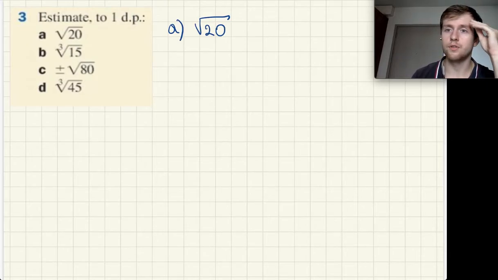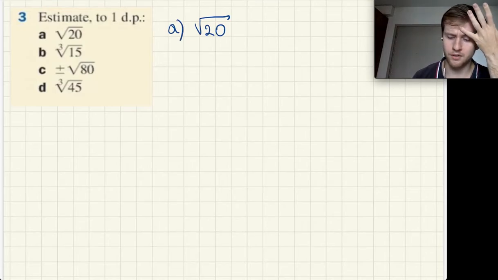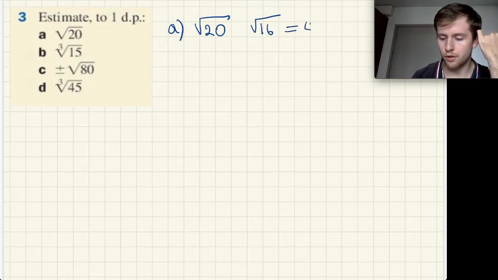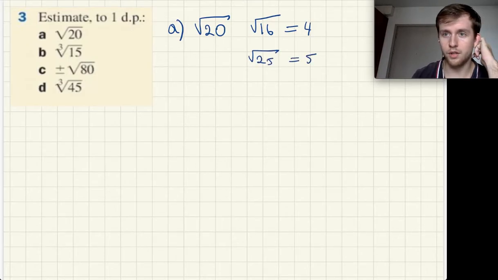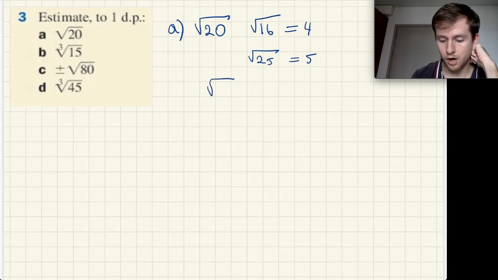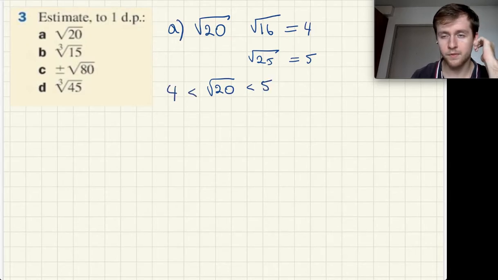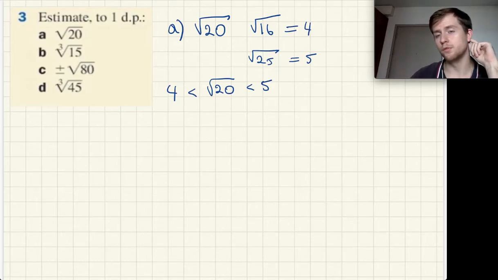Let's figure this out. So square root of 20, well, what do we know about square roots? Square root of 20 is, we don't know what it is, but we do know that square root of 16 equals 4, and we do know that square root of 25 is equal to 5. So that gives us kind of a hard evidence that square root of 20 is somewhere between 5 and 4. Well, where exactly is it? Right? Where exactly is it between 5 and 4? How is it possible to find? Well, we can try. Again, it's to 1 decimal place.